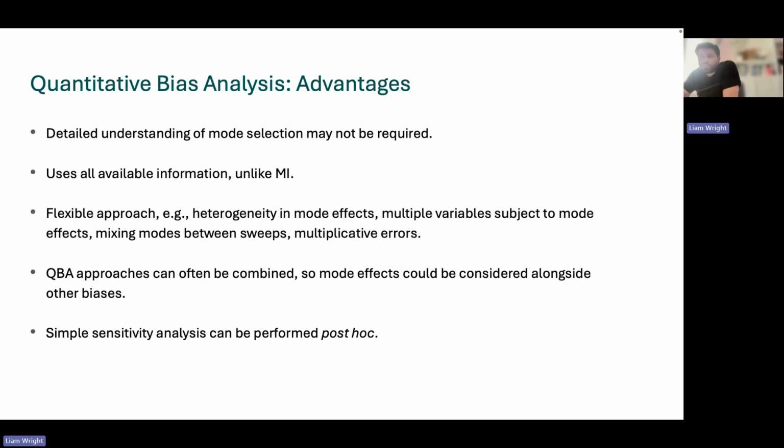It also uses the available information that you have, unlike multiple imputation, and it's extremely flexible. So in our counterfactual simulations, we could have assumed heterogeneity in the mode effect. We could have said mode effects were larger for females than males, for instance. We could also have different types of errors, like multiplicative ones, rather than additive ones as assumed before. There are many QBA approaches and they can often be combined, so we can account for mode effects with the QBA approach alongside other biases at the same time.